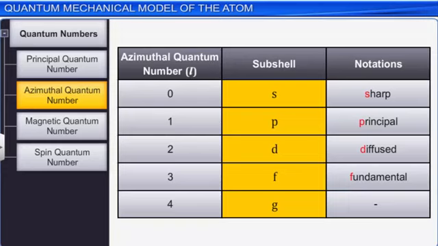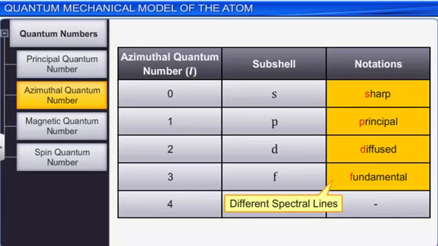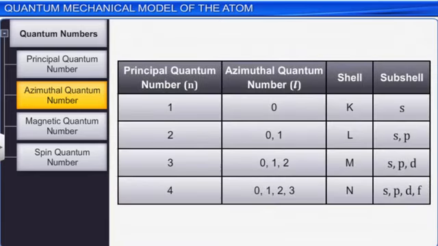Subshells corresponding to different values of l, that is, 0, 1, 2, 3, 4, are represented by the symbols s, p, d, f, g, and so on. The first four notations are the initial letters of the words sharp, principal, diffused, and fundamental, the words formerly used to describe different spectral lines. Thus, the subshell in the K shell for n equal to 1 is s. In the L shell with n equal to 2 are s, p. In the M shell for n equal to 3 are s, p, d. In the N shell for n equal to 4 are s, p, d, f, and so on.